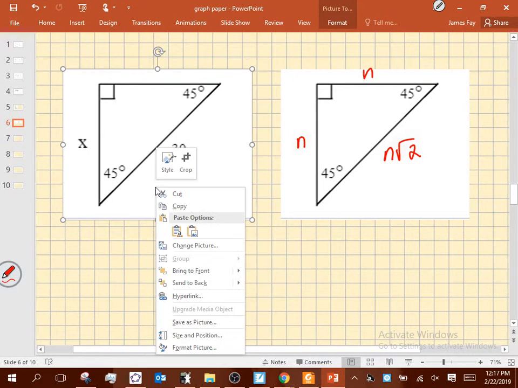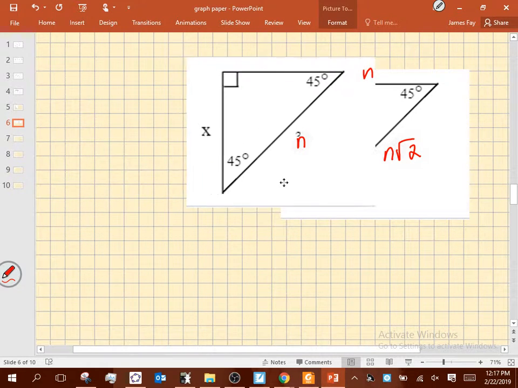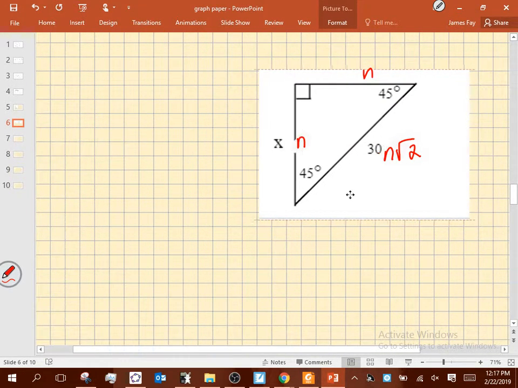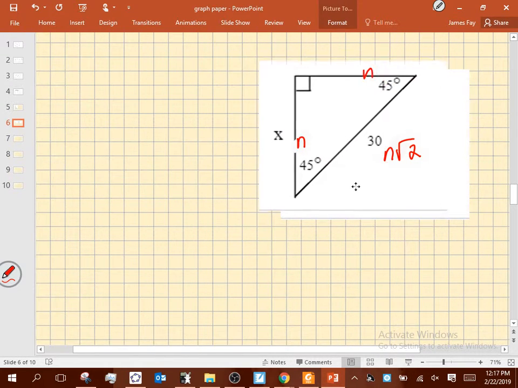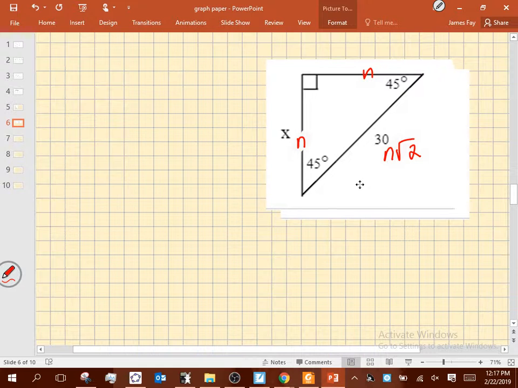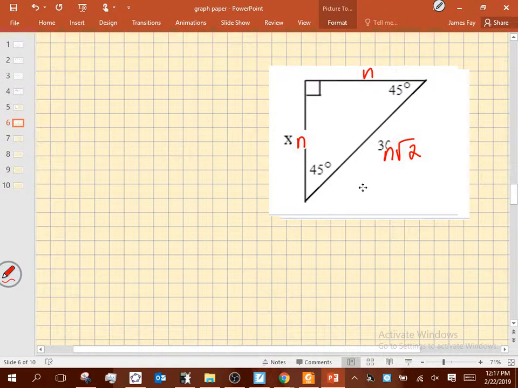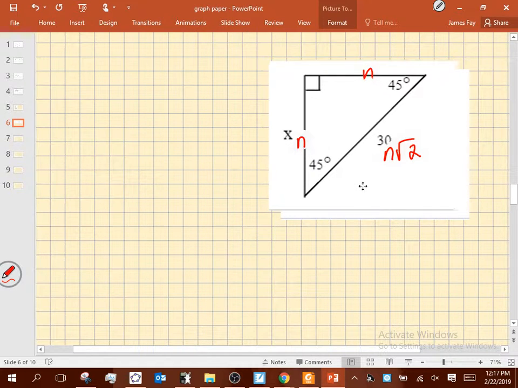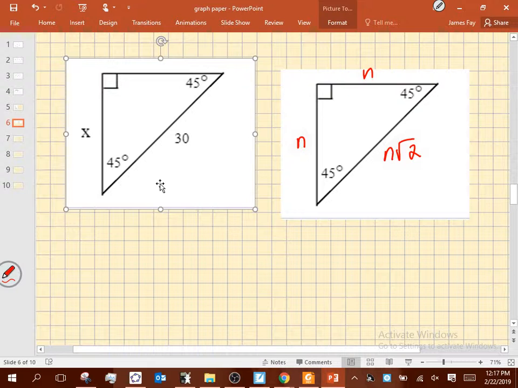So I'm going to take this triangle, and I'm going to lay it on top of that one. That makes sense? Because they're congruent triangles, the way I made them, they were congruent. If they're congruent, what numbers, or I guess expressions, lay on top of each other so that I get an equation that I can solve? 30 and n radical 2, right? So if those two triangles were congruent, 30 and n radical 2 are equal.